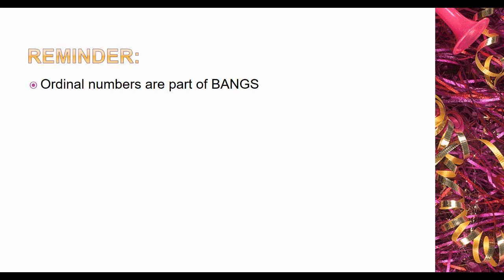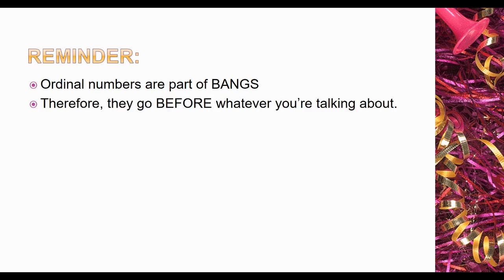Remember, ordinal numbers, when we talked about this last, they are part of BANGS. Remember, that N in BANGS is numbers, and the two little divisions of this is ordinal numbers, which is what we're talking about, and cardinal numbers. And cardinal numbers are, again, just normal numbers, 1, 2, 3, 4, 5. Okay, now what is the whole point about BANGS? Why were we talking about it a month ago? It's because they're the ones that go before whatever you're talking about.